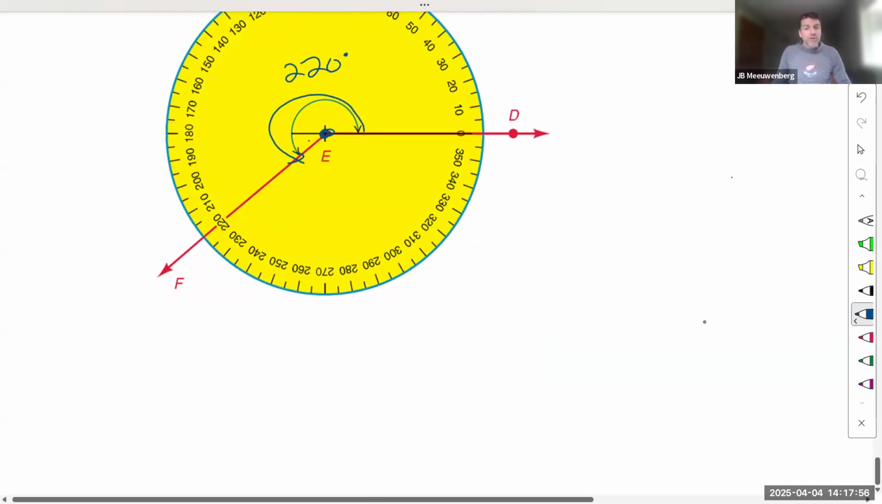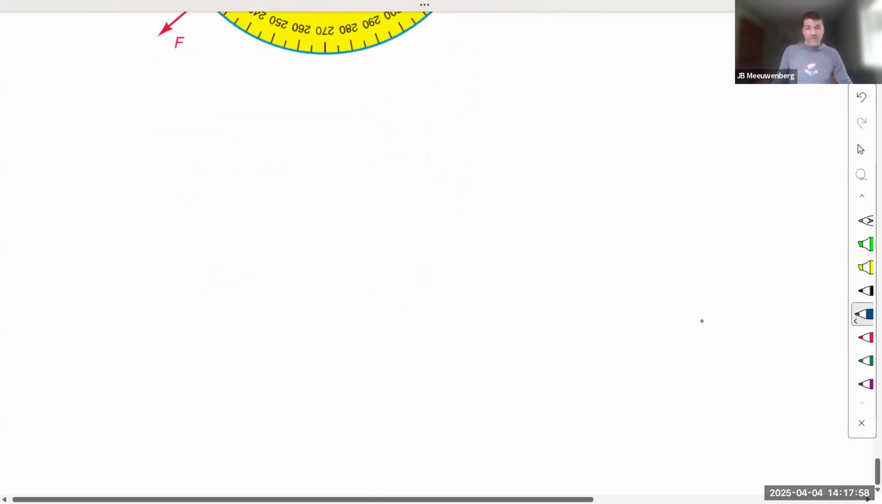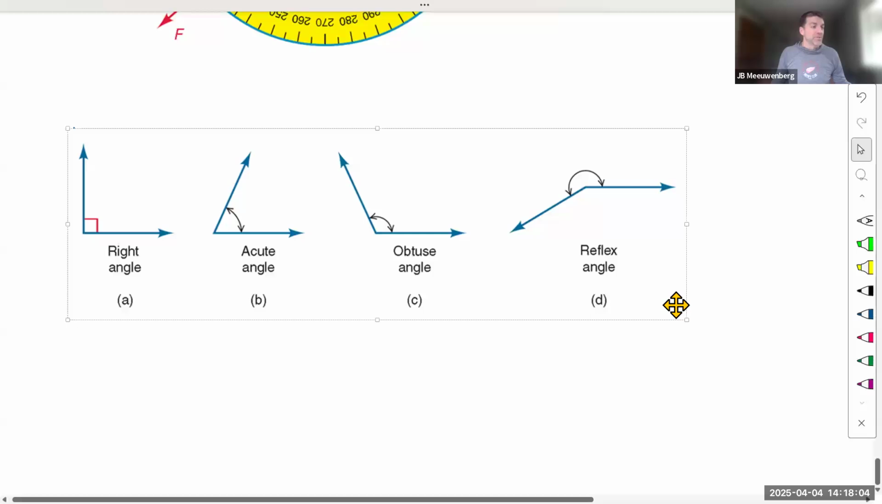Now, there are a number of different types of angles. And let's take a moment to discuss each of these. You will need to know these names for sure.